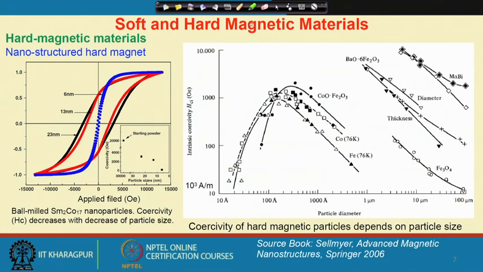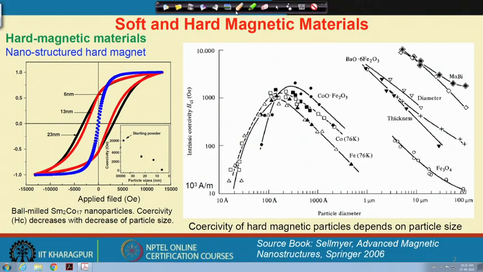Now, is it all the time that if we reduce the grain size the benefit will be there or not? That may be another question. So, please have a look at how the magnetic property changes in a nanocrystalline material. Here I have a 6 nanometer grain size, 13 nanometer, and 23 nanometer in case of a samarium cobalt nanoparticle.